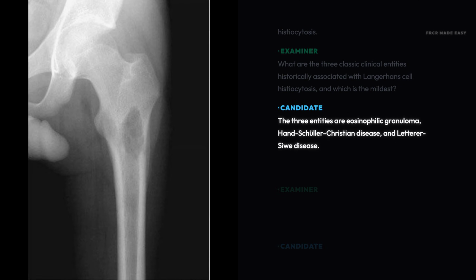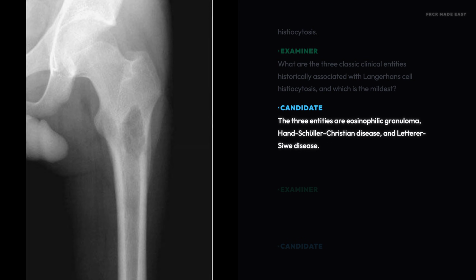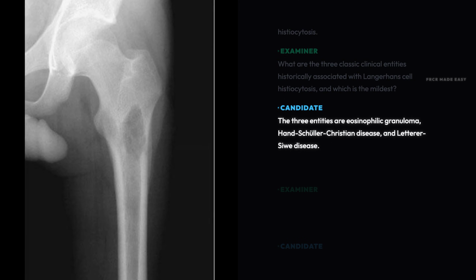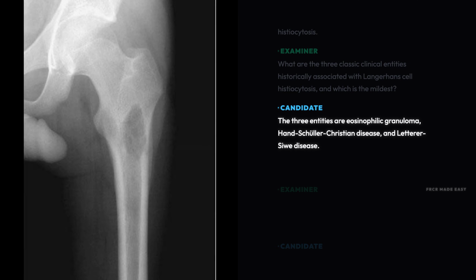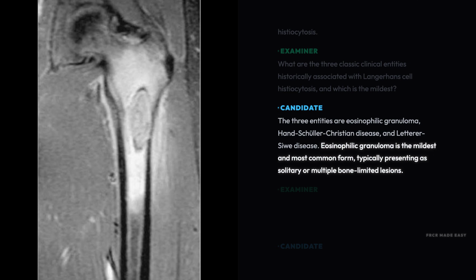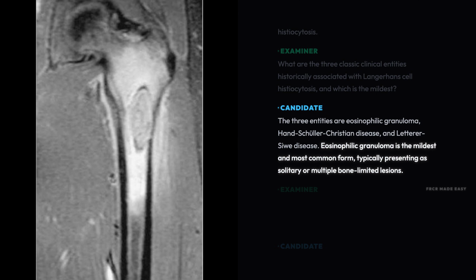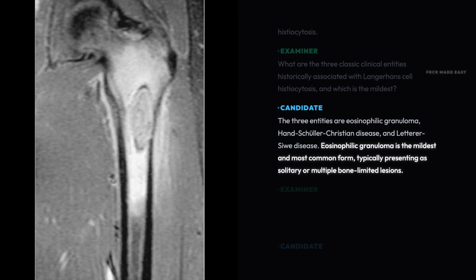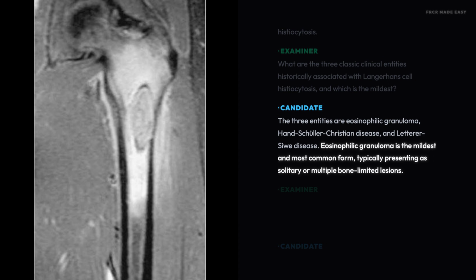The three entities are eosinophilic granuloma, Hand-Schüller-Christian disease, and Letterer-Siwe disease. Eosinophilic granuloma is the mildest and most common form, typically presenting as solitary or multiple bone-limited lesions.